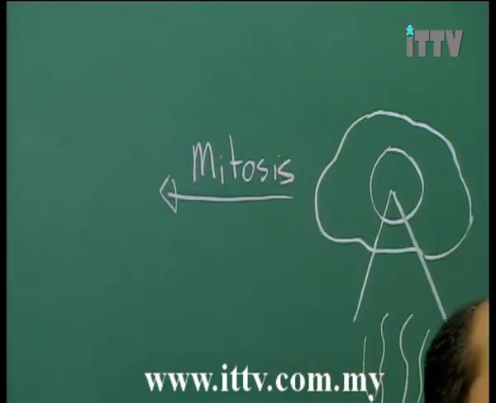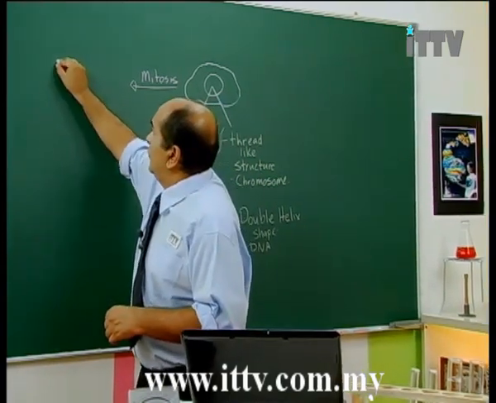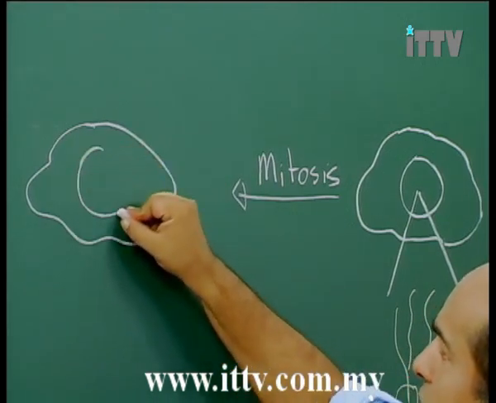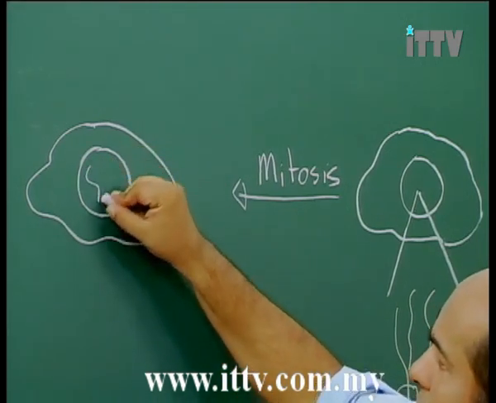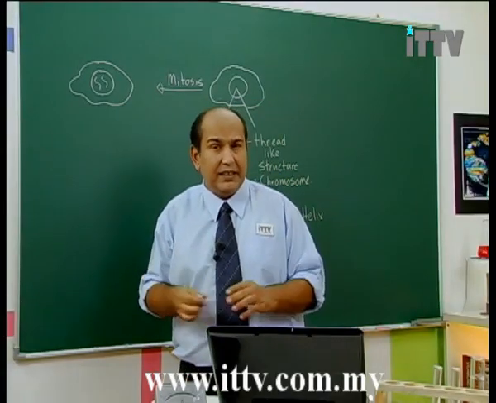Now, when we want to do mitosis, we take this cell and we divide it into two. So this is how mitosis would work. You've got your cell at the beginning, and inside the nucleus you have your chromosomes. Let's just put two chromosomes inside for simplicity's sake.